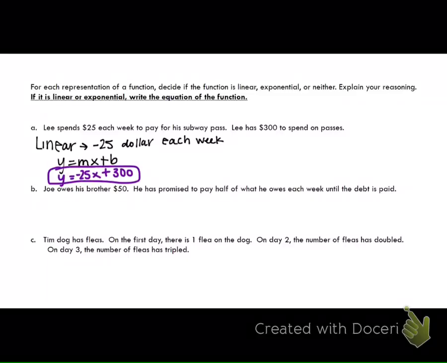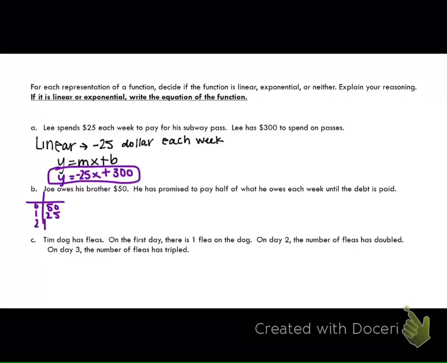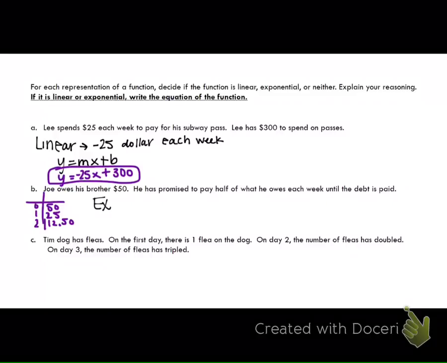Okay, Ryan, Joe owes his brother $50. He has promised to pay half of what he owes each week until the debt is paid. Be careful here. So, the first week, he owes his brother $50. He pays half of that, and now he's at $25. If he continues to pay half, he'd then be at $12.50. What is it actually? It's exponential. What are you multiplying by each week? You multiply by 1/2.